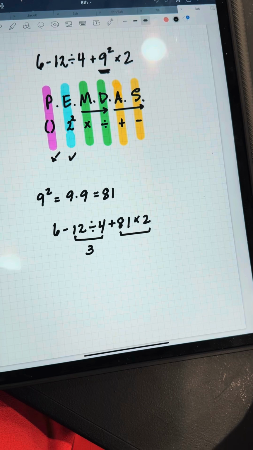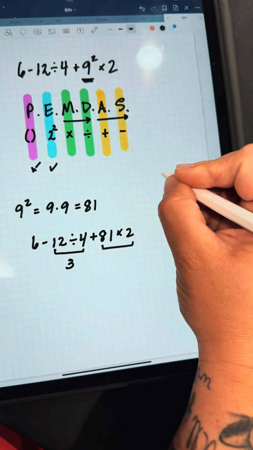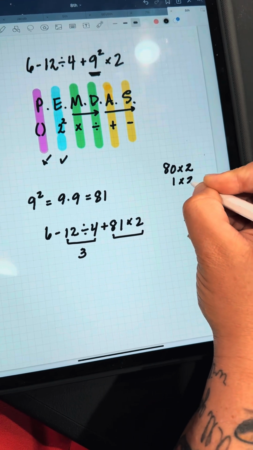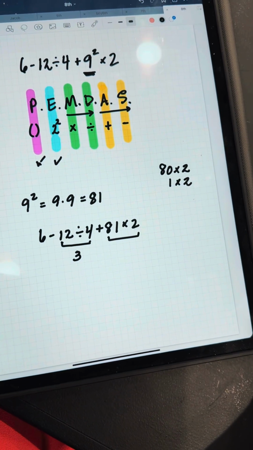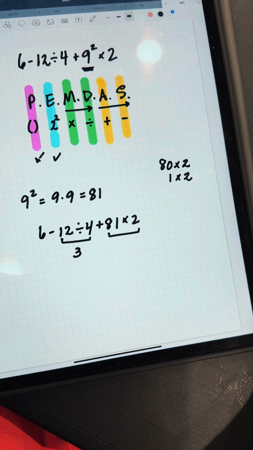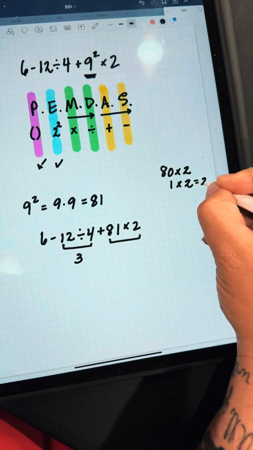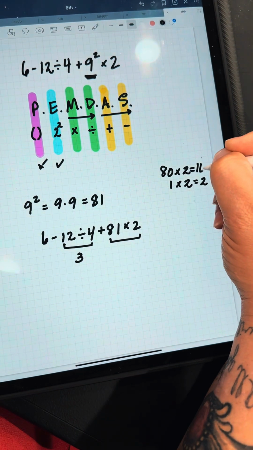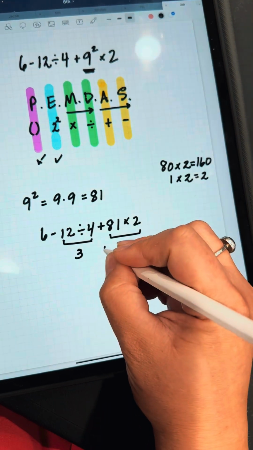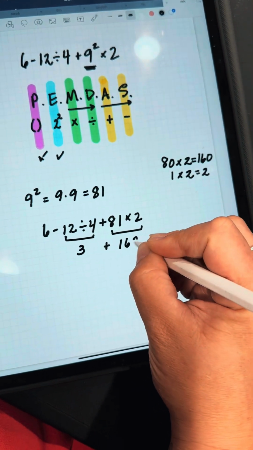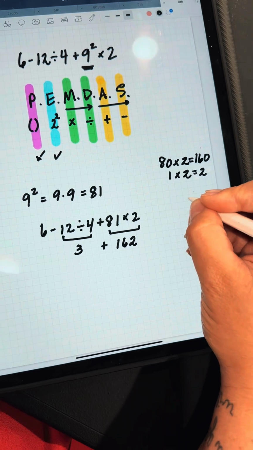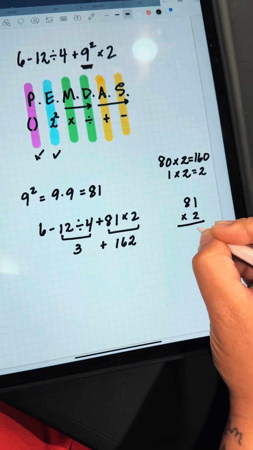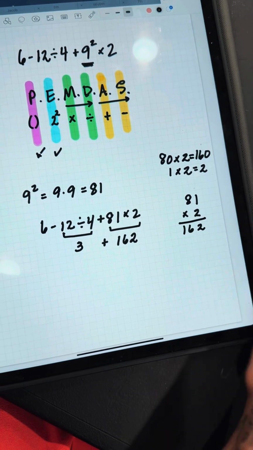81 times 2 is something that's pretty tricky, but on the side, we can work through 80 times 2 and 1 times 2, breaking it down by place value so we don't have to do the math that's a little bit more challenging. 1 times 2 is 2. 8 times 2 is 16, so 80 times 2 is 160. That makes this 162. If you wanted to do this the old school way, you could always set it up like this. Sometimes this is the simpler method.